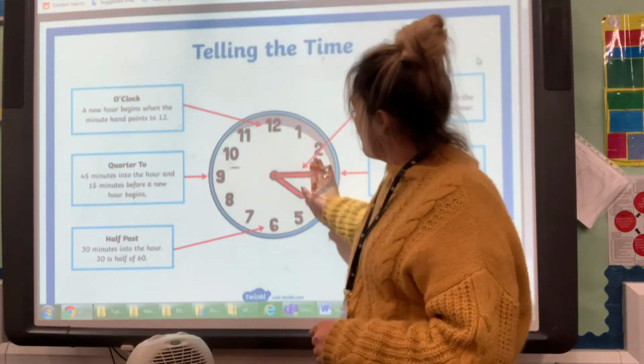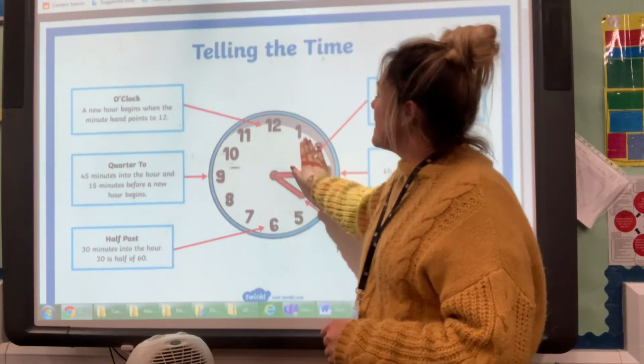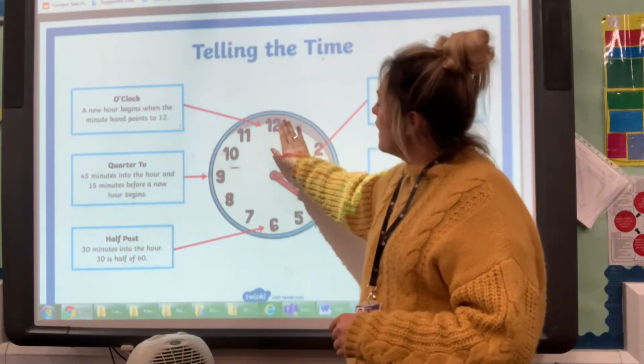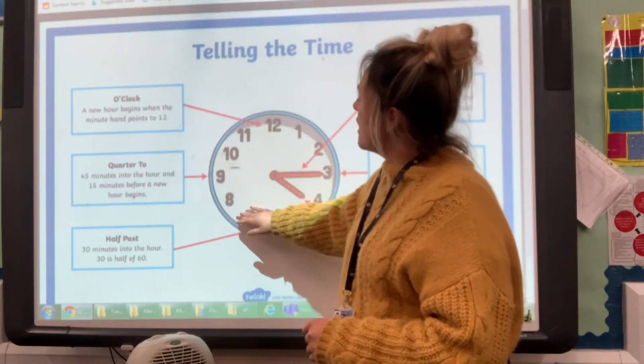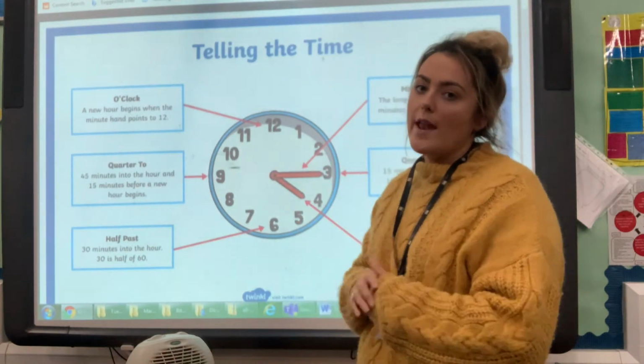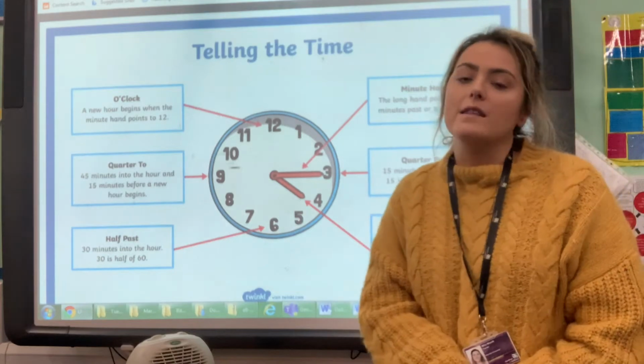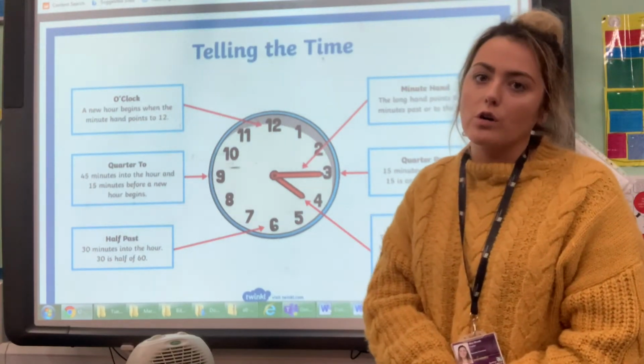So on this half of the clock, we would say the minutes and then the word past, the hour that's been. And on this side of the clock, we say how many minutes it is to the next hour. So that's just a little bit of a reminder of how we say the time while reading an analog clock.